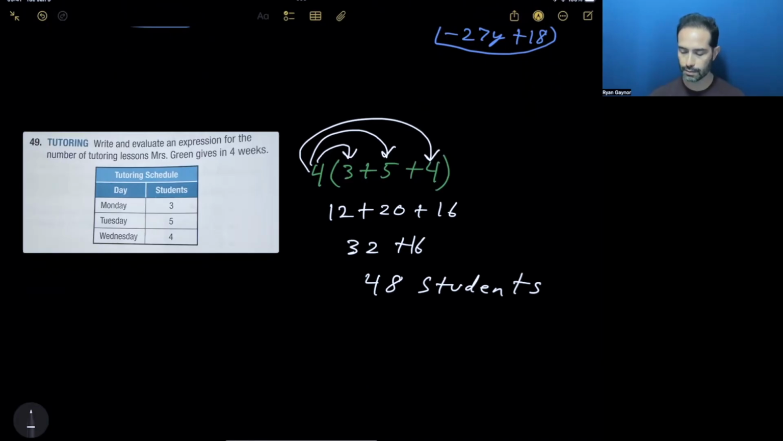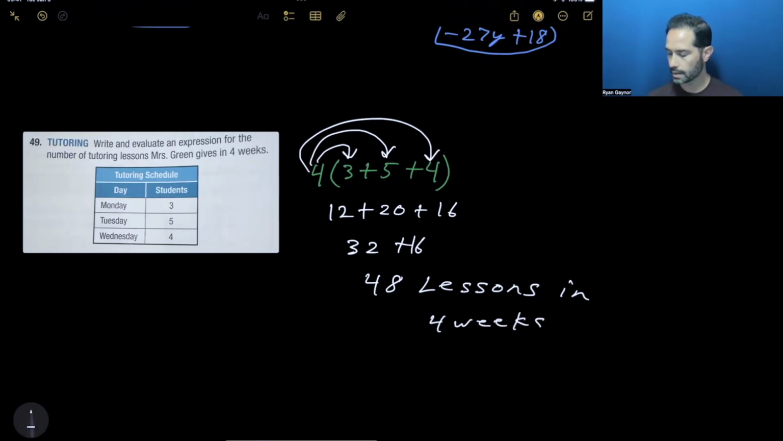So 48 students, right? It says, write and evaluate an expression for the number of tutoring lessons Miss Green gives in 4 weeks. So since they said lessons, let's just write 48 lessons in 4 weeks. This is my final answer.